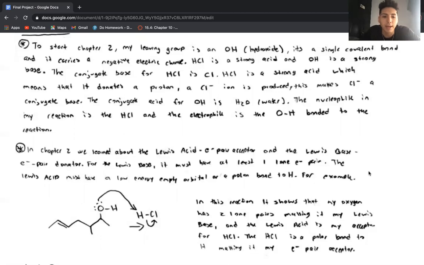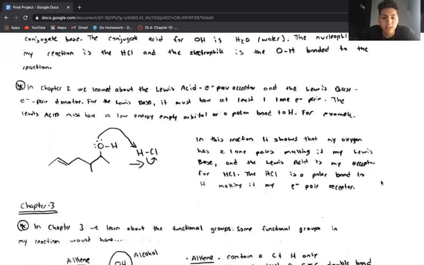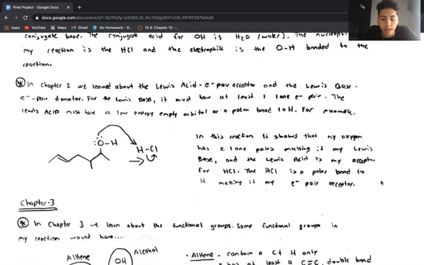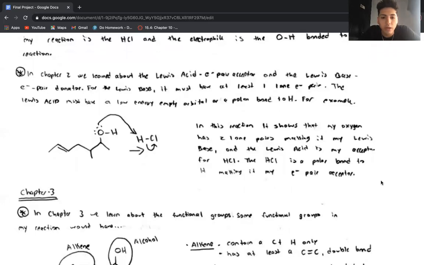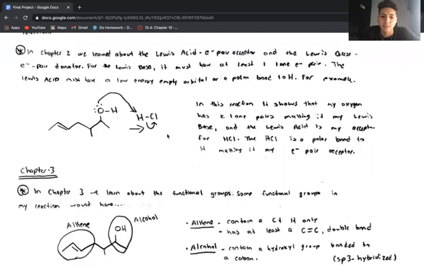The nucleophile in my reaction is HCl, and the electrophile is the OH bonded to my reaction. In chapter 2, we learn about the Lewis acid, electron pair receptor, and the Lewis base, electron donator. For the Lewis base, it must have at least one lone electron pair. The Lewis acid must have a low energy empty orbital or a polar bond to hydrogen. For example, in this reaction, it shows that my oxygen has two lone pairs, making it my Lewis base, and the Lewis acid is my acceptor, HCl. The HCl is a polar bond and it's making it my electron acceptor.